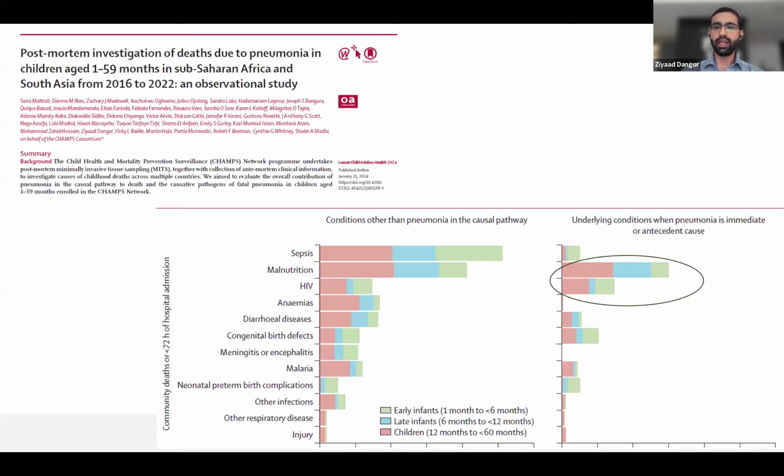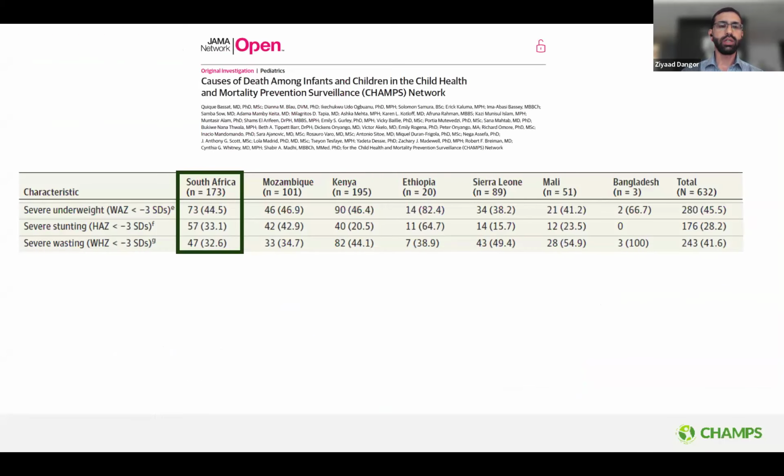And if you're looking at the underlying cause circled in this diagram, malnutrition and HIV stand out. Now, if we look at just South Africa and break down what malnutrition may look like, 44% of all our deaths at this site in Soweto were underweight for age, or severely underweight. Severe stunting in a third, and the most concerning is the severe wasting in a third, which is telling you that severe acute malnutrition was present in a third of patients that died at the South African site.